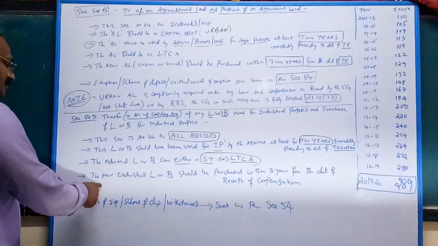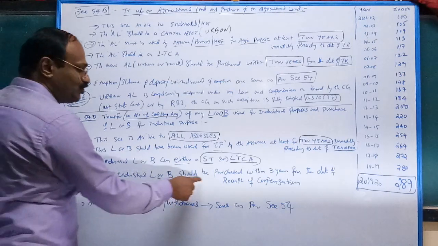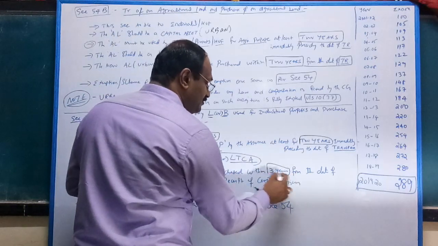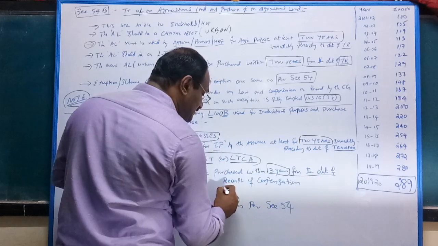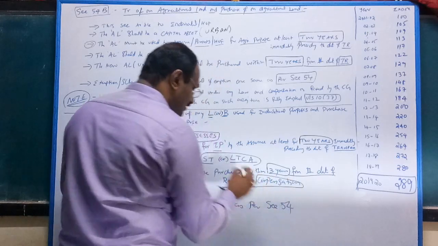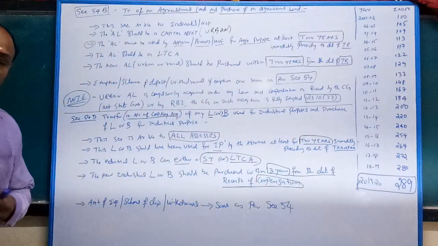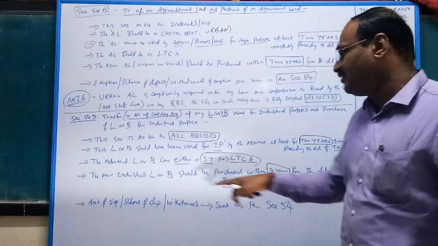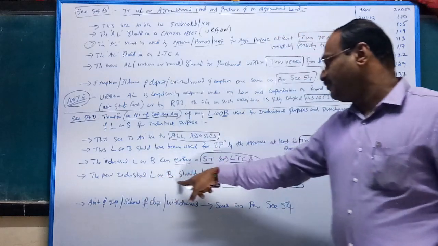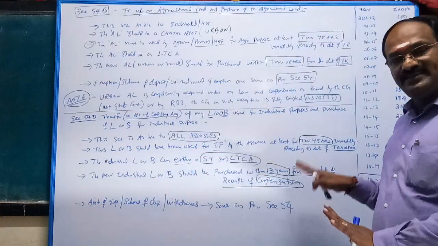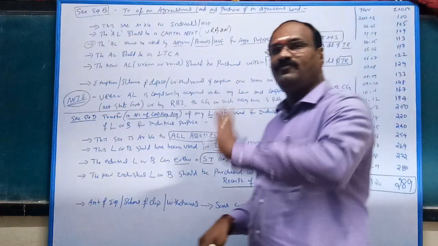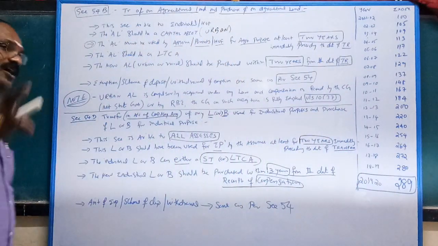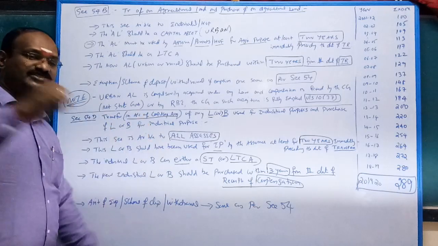So then the new industrial land or building should be purchased within 3 years. Note it down, within 3 years from the date of receipt of compensation. Listen carefully, from the date of receipt of compensation. This is a very important point. The new industrial land or building should be purchased within a period of 3 years from the date of receipt of compensation, not from the date of compulsory acquisition.